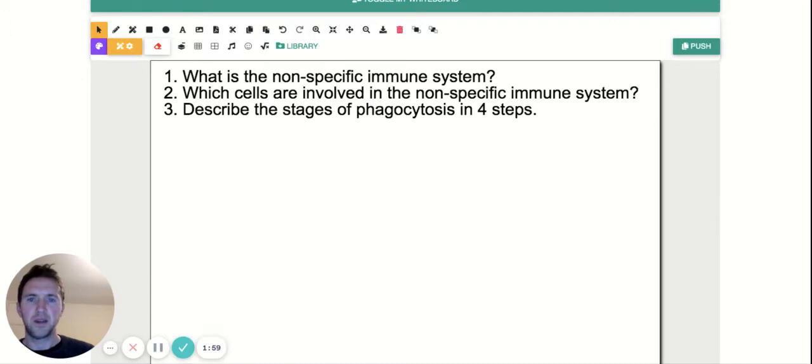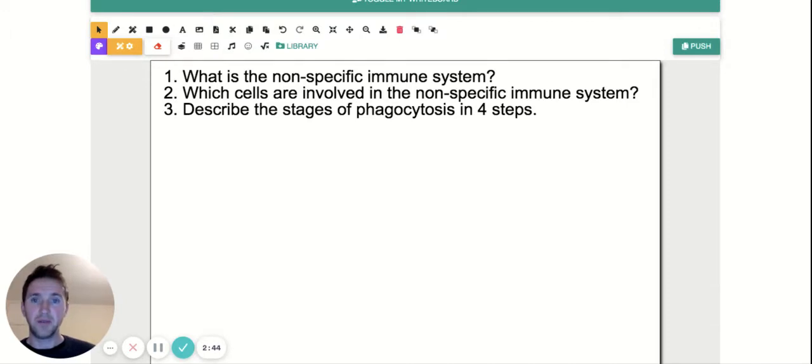Okay, welcome back. We will now go through these answers. So what is the non-specific immune system? As the name suggests, this is the part of the immune system that deals with any pathogen. It doesn't matter what type, which sort of virus it is, which sort of bacterium it is, what sort of parasite or anything like that. It will just work to try and destroy that pathogen. So it's a part of the immune system that will attack any pathogen or non-self antigen.